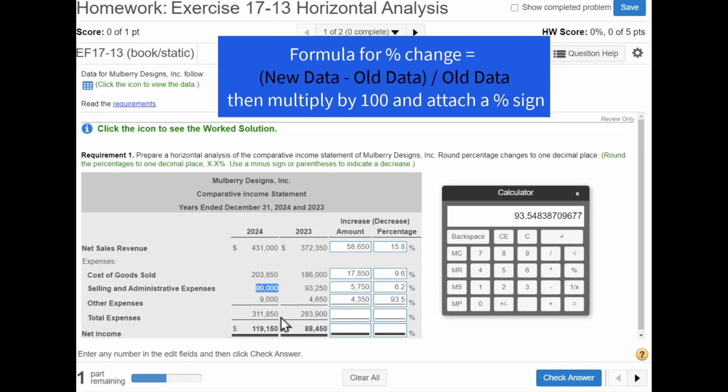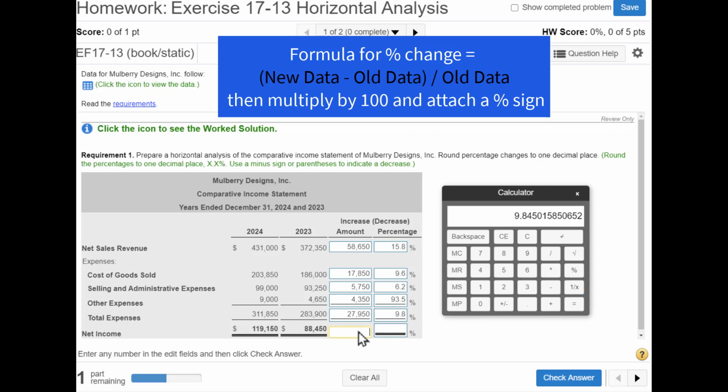And then we've got total expenses. So we're going to take 311,850 minus 283,900. That gives us 27,950. And then the amount of change is new minus old divided by old. So we're going to take 27,950, which is new minus old, divided by the old year, which is 283,900, times 100, equals 9.84, so that rounds to 9.8%.